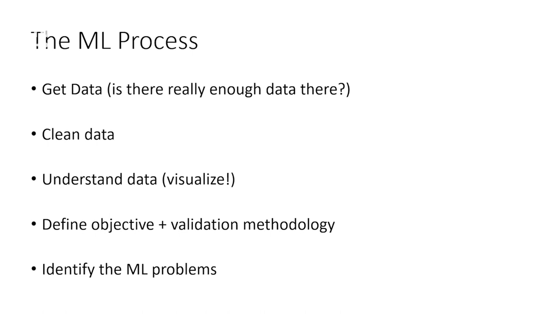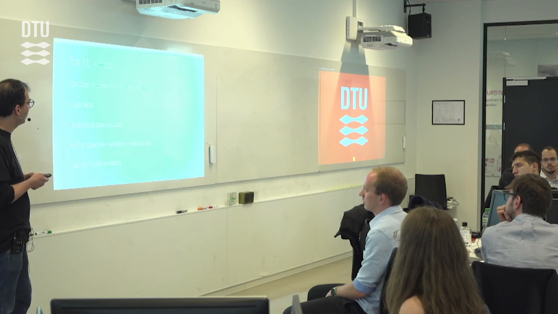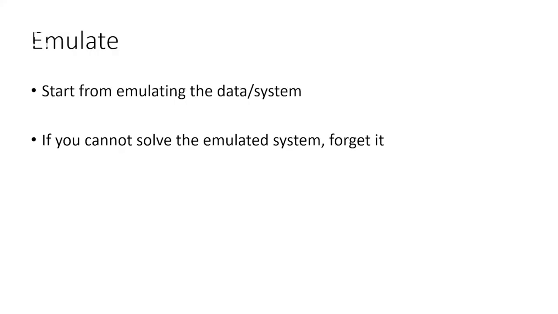Before you start everything, you need to define your objective and how you will validate what you're doing. And you saw that today we talked about some very specific ML problems. Obviously, this is not everything. You need to identify what is the problem or problems that you want to solve and figure out what are good algorithms for that.